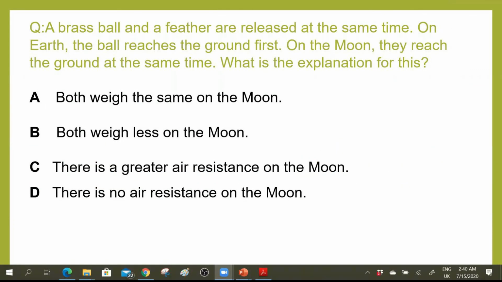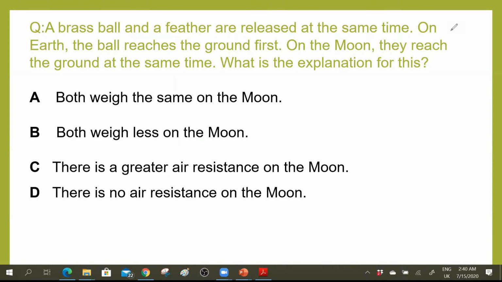A brass ball and a feather are released at the same time. On Earth, the ball reaches the ground first. On the moon, they reach the ground at the same time. What is the explanation for this? So we are going to see the options. Now we are going to see the first option.